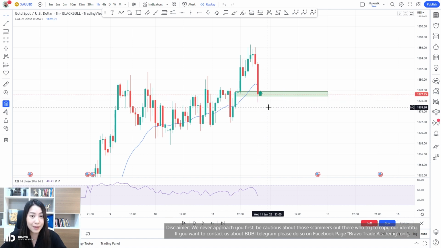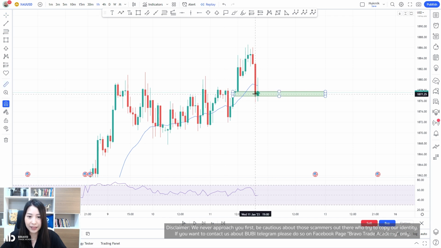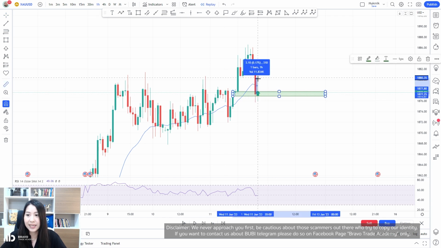So I waited and saw the next candlestick because I put my stop loss below that. I put it around 1875, so pretty close, but it did not hit our stop loss. So for the next candlestick, the price should back up to 1880, so that's where we could close our position.